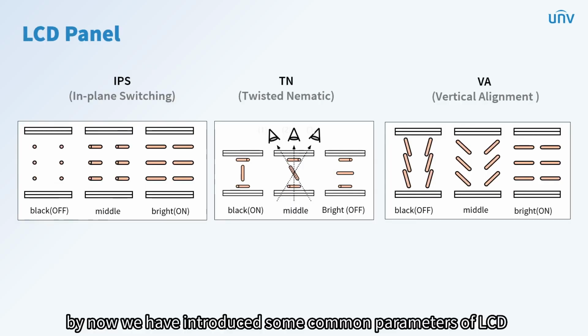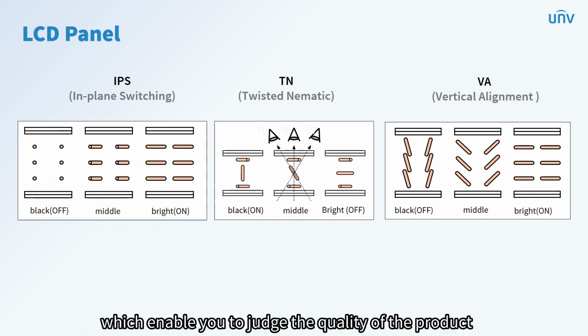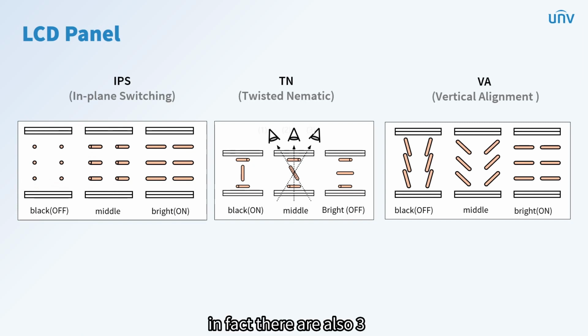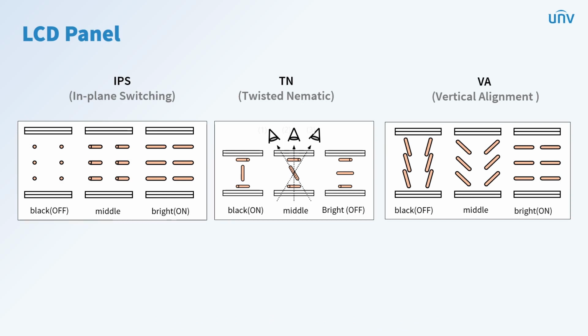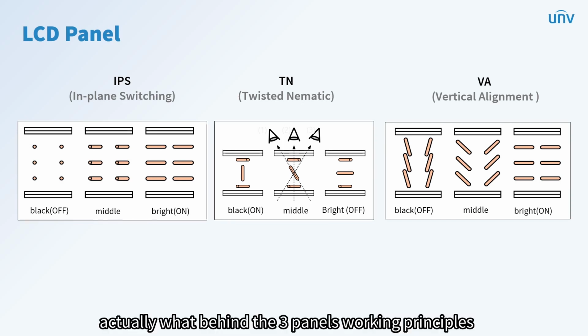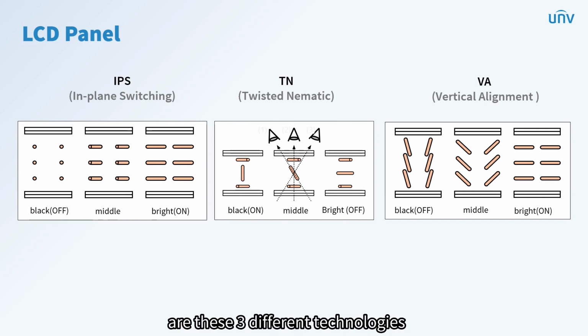By now, we have introduced some common parameters of LCD, which enable you to judge the quality of the product. In fact, there are also 3 different kinds of panels in the market, and each has a different working principle. So now let's have a look at them. Actually, behind the 3 panels' working principles are these 3 different technologies, IPS, TN, VA. We will introduce them one by one.